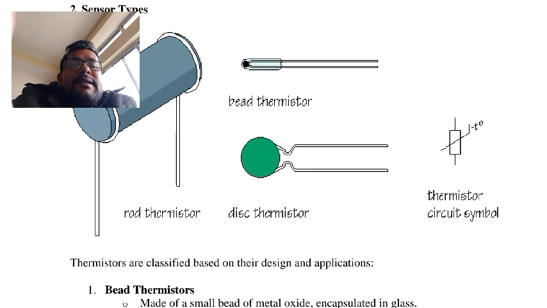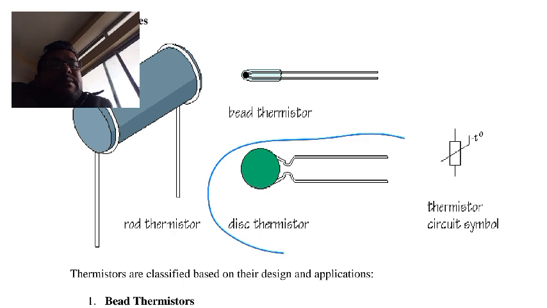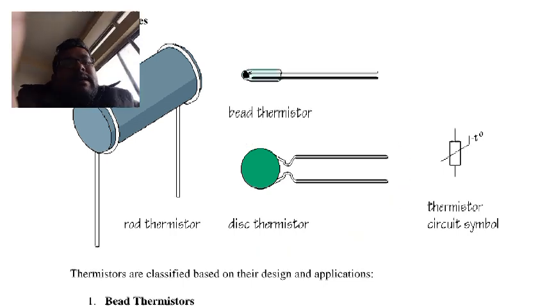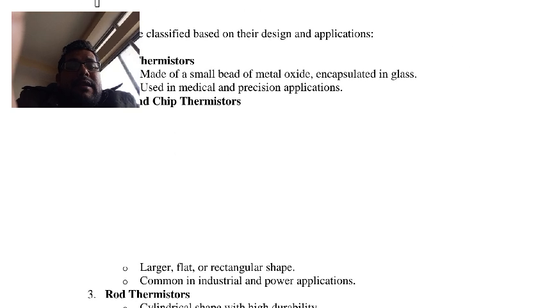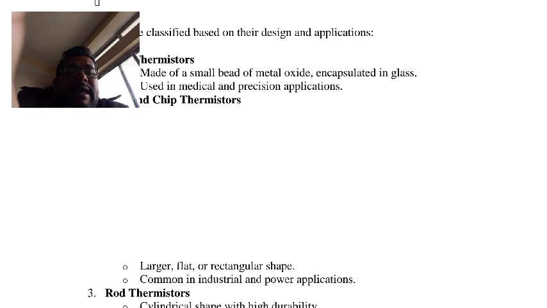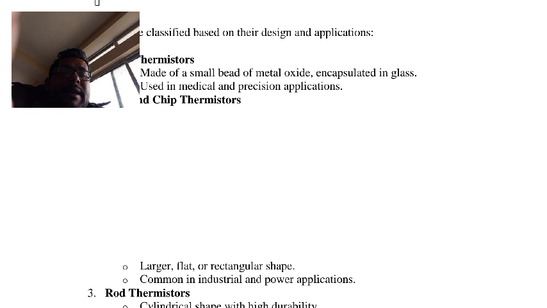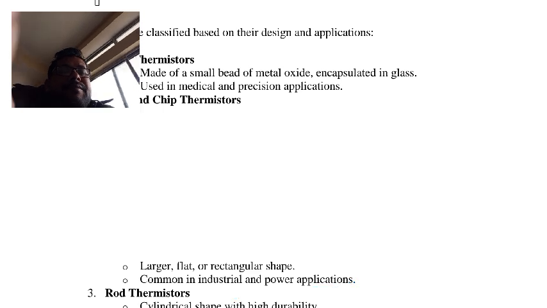Disc and chip thermistors. This is the disc. Sometimes it is called a disc. It looks like this. Disc temperature sensors have a larger, flat rectangular shape, and are common in industrial power applications. Generally it is used more in industrial and power applications.